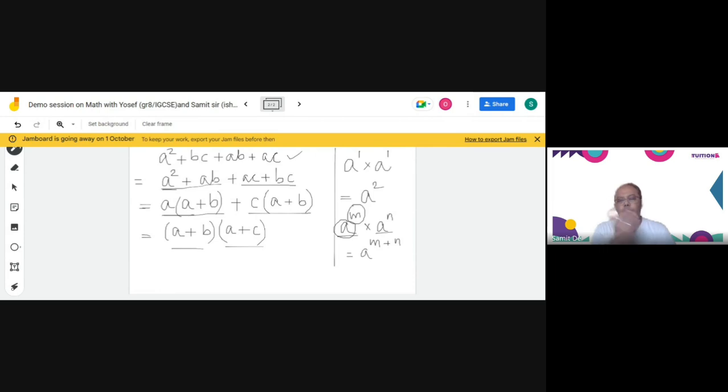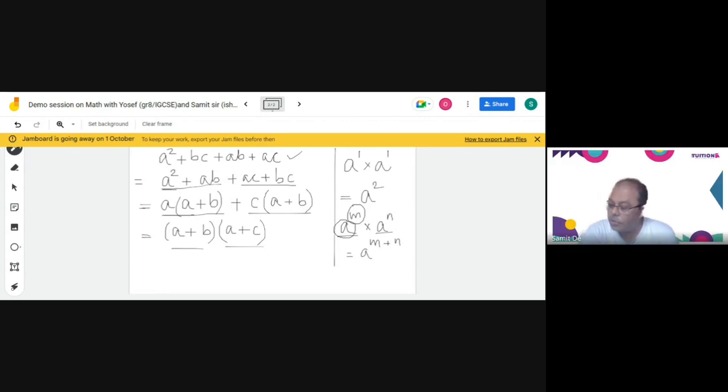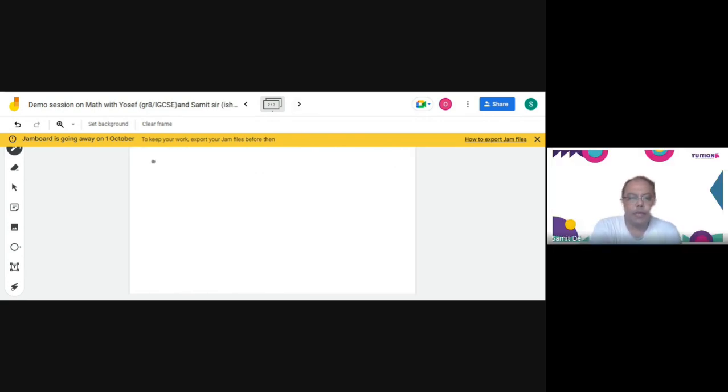But this is only the first type of factorization, which is called factorization through grouping and associating. So association and grouping is something that we have done. Now, you have understood this. So if I give you a new sum to do, will you be able to do it? Okay, that's great. So let me give you a sum and then I'll teach you the second method of factorization.